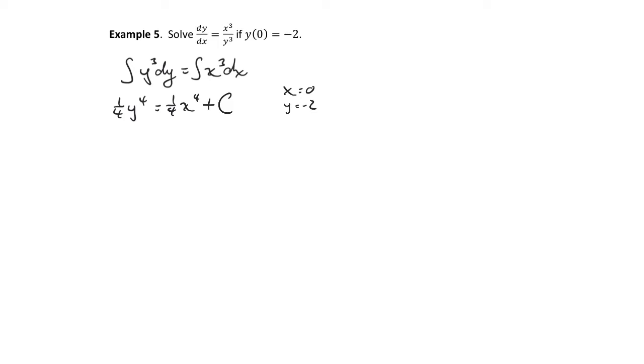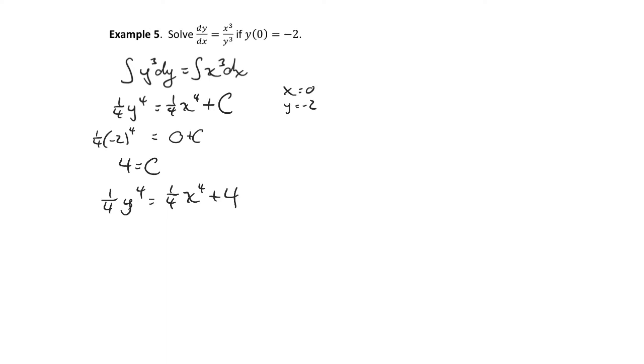Okay, well, let's put this all in. If x is 0, we'll get 0 on the right side plus c equals 1/4 of negative 2 to the 4th. That's 16 divided by 4 is 4. That's what c is going to equal. So here's where we're going to have to be very careful when it comes time to solve. We get 1/4 y to the 4th equals 1/4 x to the 4th plus 4, because that's what we found c to be equal to.